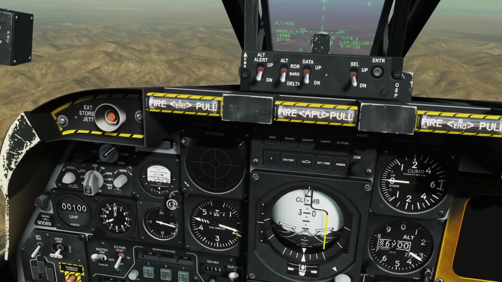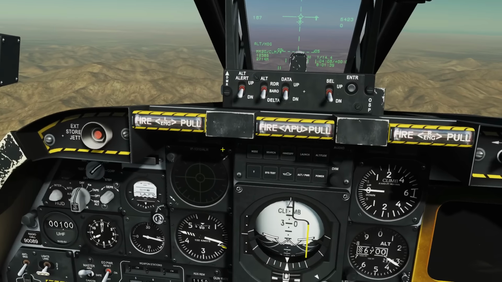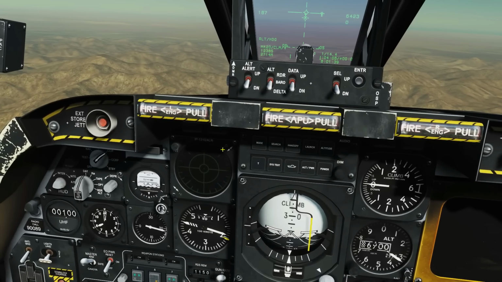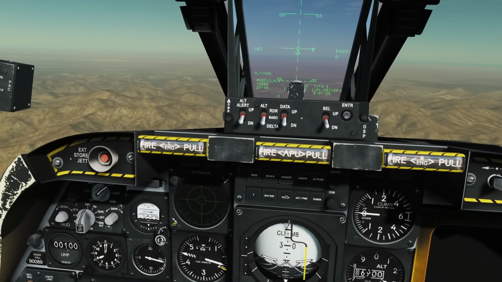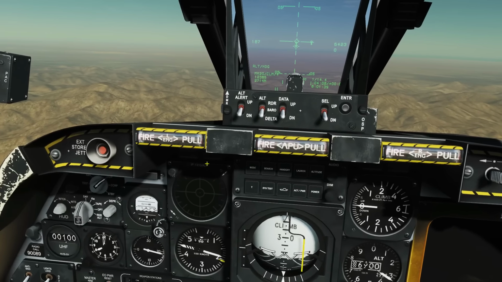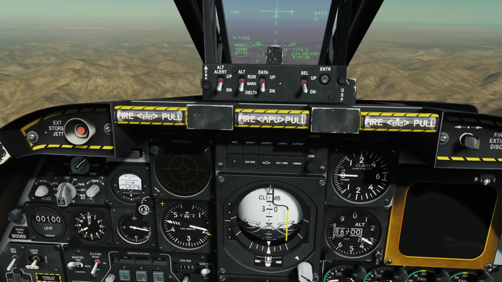Next we have our RWR, radar warning receiver. This is used to locate or identify various radar sources around our aircraft and show them to us. Now I won't go into it any further. I have a full video on the A-10A RWR in the A-10A playlist.